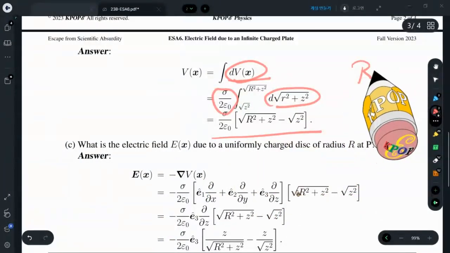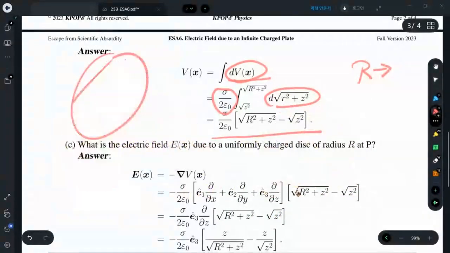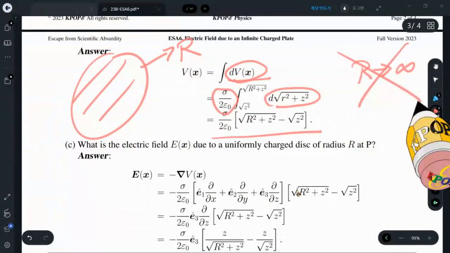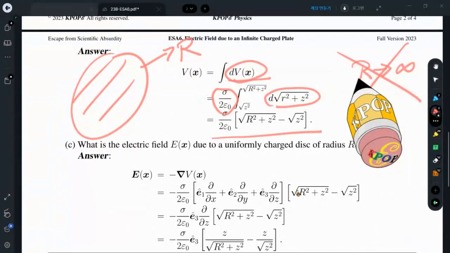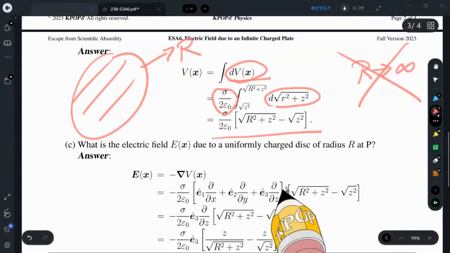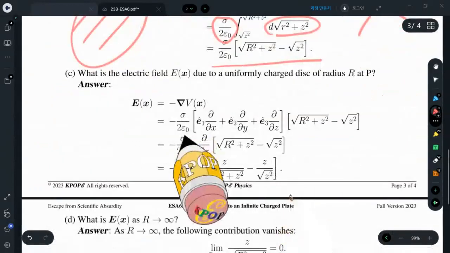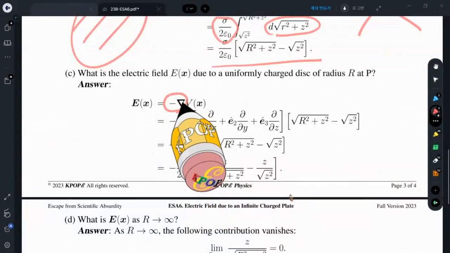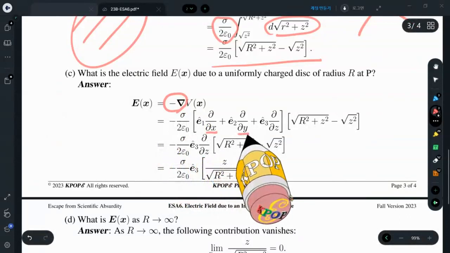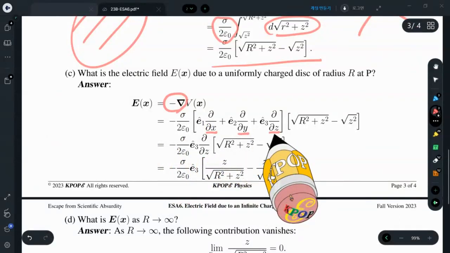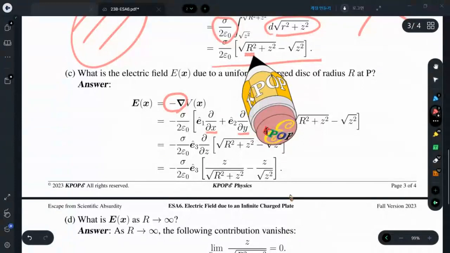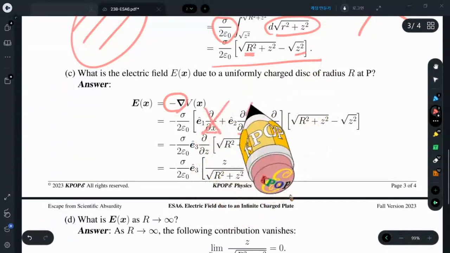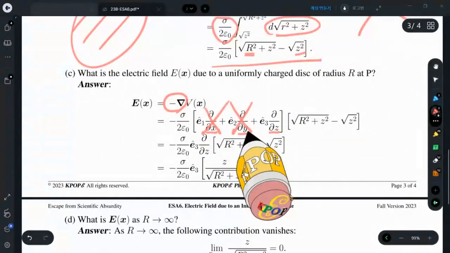Now, we do not let the radius of the disk r go to infinity before we compute the electric field. Let us compute the electric field first. The electric field calculation is simple. Just take minus the gradient. What is minus gradient? Minus the derivative with respect to x, y, z. Now we know that capital R is constant and the only coordinate dependence is z. We do not have x and y contribution at all.